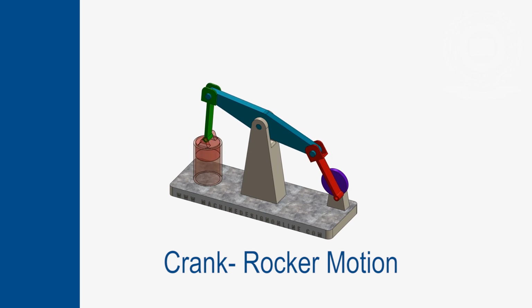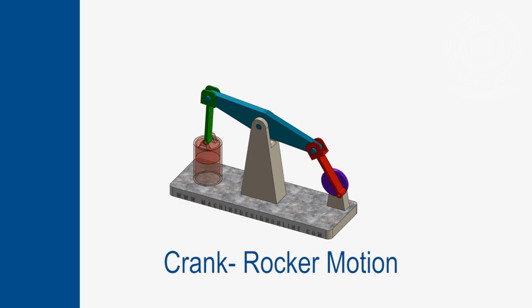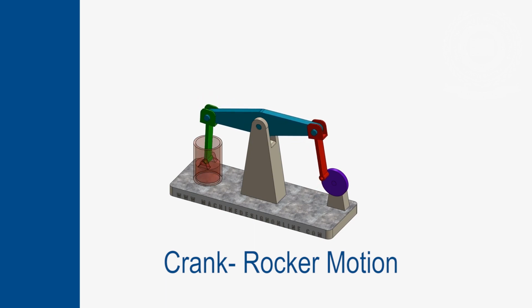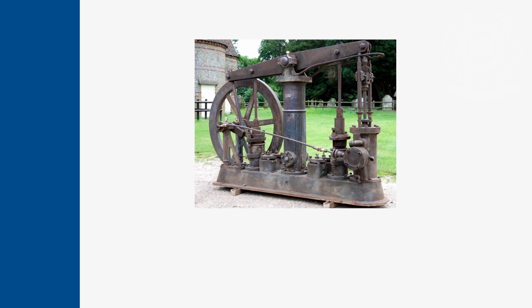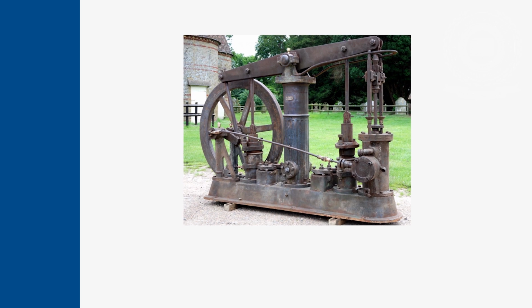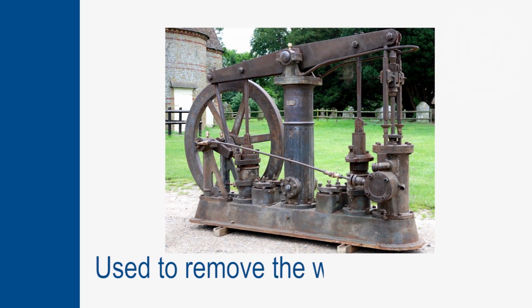When the crank rotates about the center A, the lever oscillates about a fixed center D. The end E of the lever CDE is connected to the piston rod, which reciprocates due to the rotation of the crank. Or we can say the purpose of this mechanism is to convert rotary motion into reciprocating motion. A beam engine is a type of steam engine where a pivoted overhead beam is used to apply the force to a vertical position. This configuration was used to remove the water from mines.